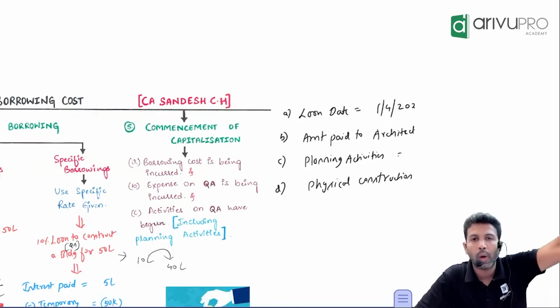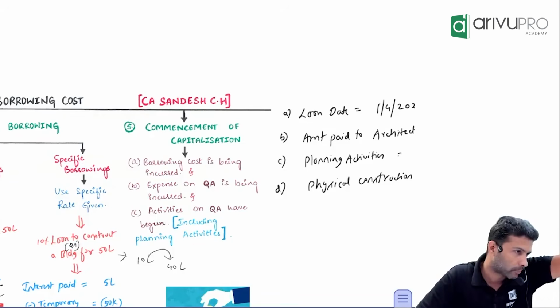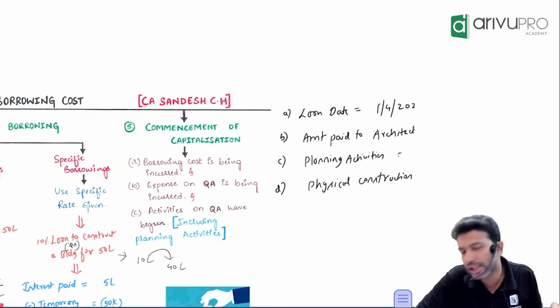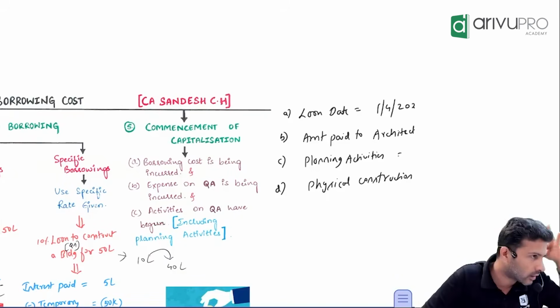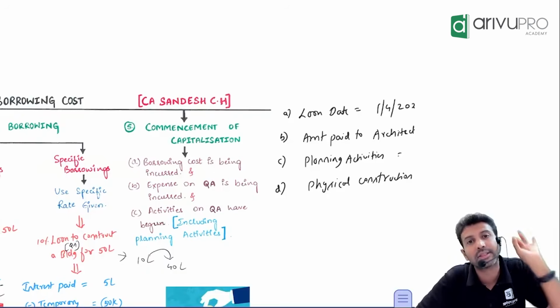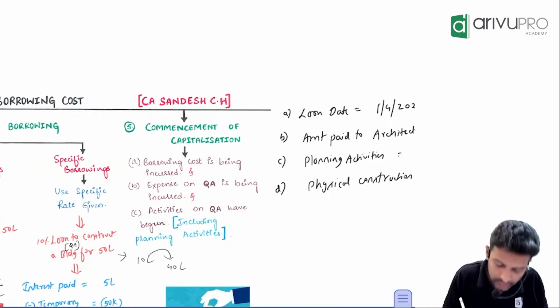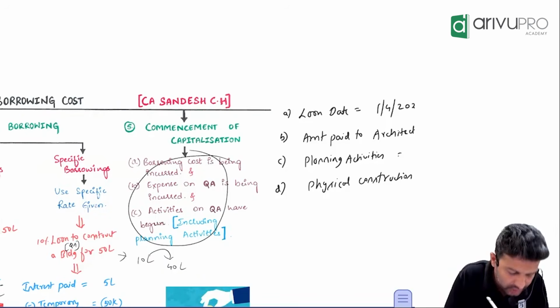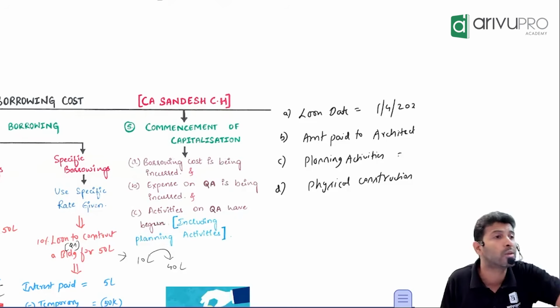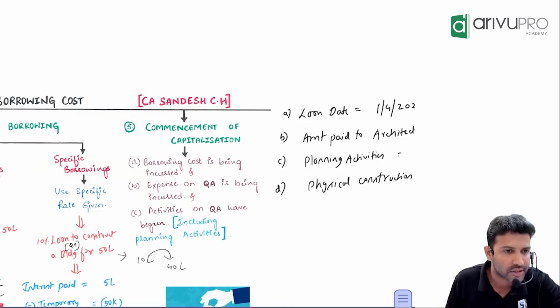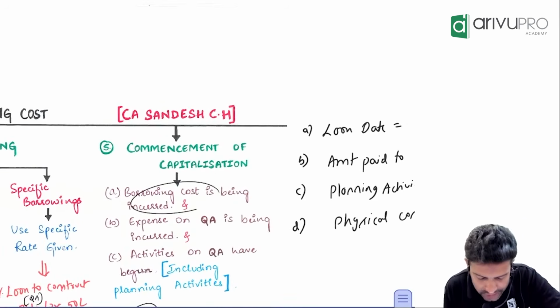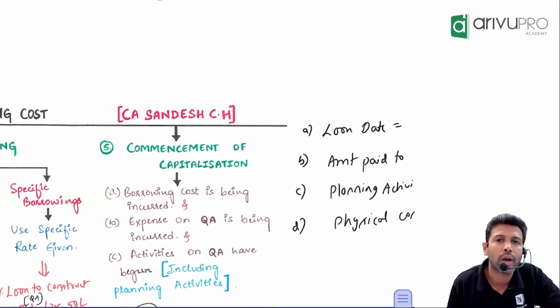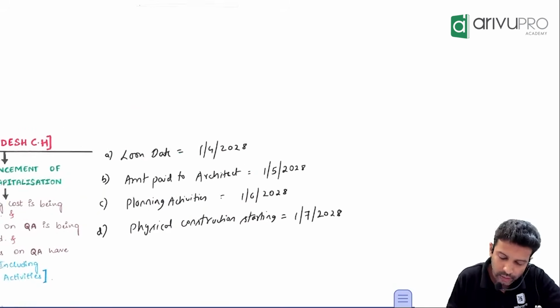They are: one, borrowing cost should be incurred. Second, expenditure on the qualifying asset is being incurred. Third, activities relating to the qualifying asset have begun. The day all three conditions are satisfied, that day you will start the capitalization. Okay, look at the first condition. What is the first condition? Borrowing cost is being incurred. Look at this example.